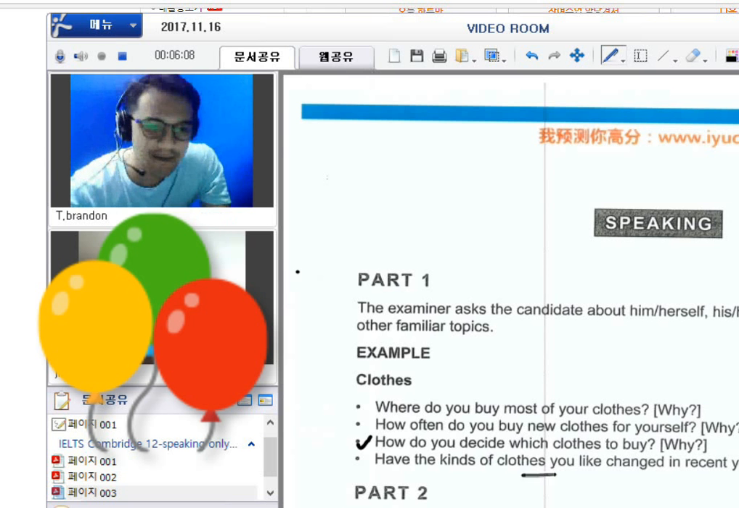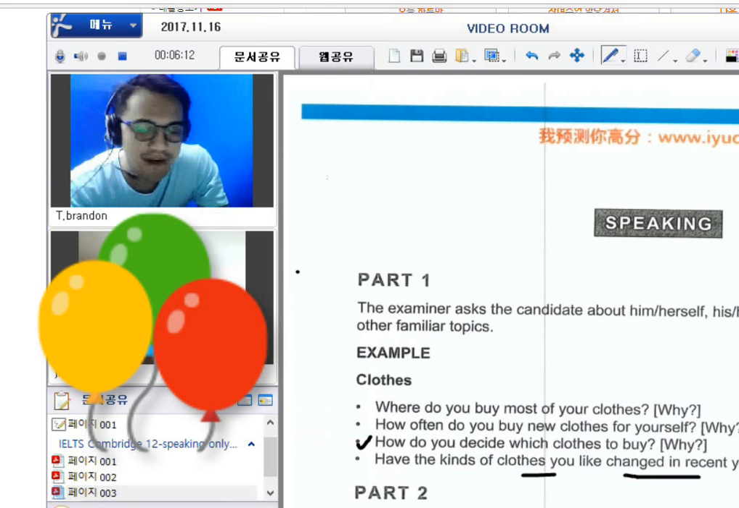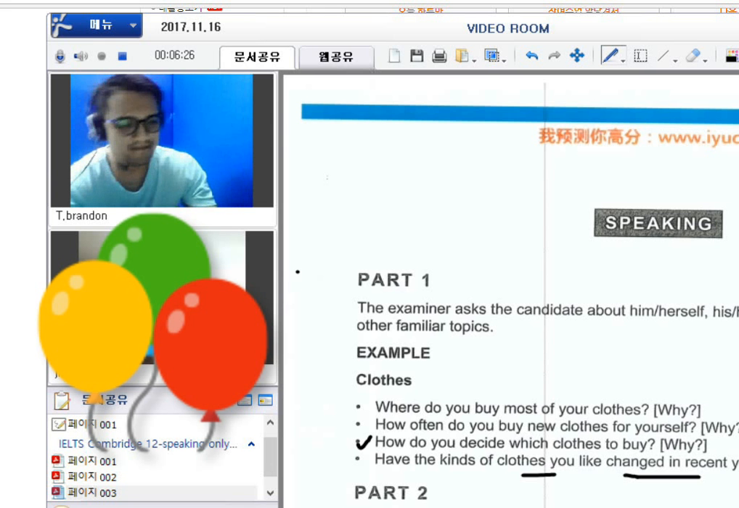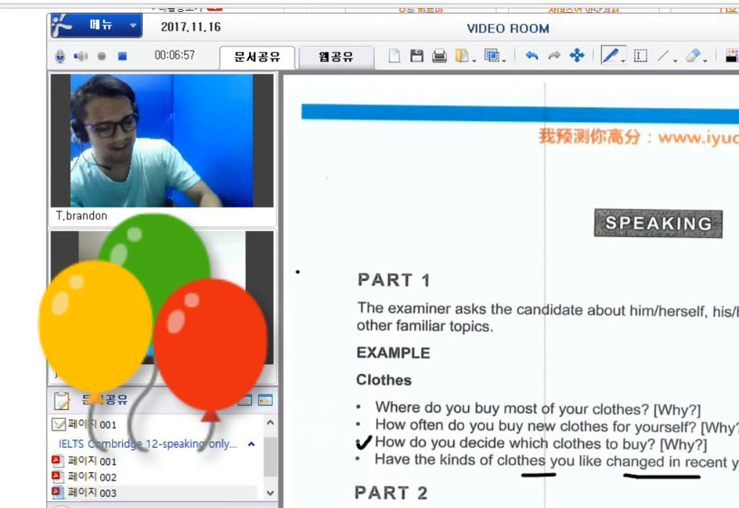Have the kinds of clothes you like changed in recent years? Or let me change that question. Has your style changed through the recent years? Yeah, I think so. When I was younger than now, like 21 or 22, I enjoyed wearing shoes which have high heels. Oh, really? But these days, I don't like that kind of shoes. I like just simple shoes like sneakers or flat shoes. That's flats. It's good.